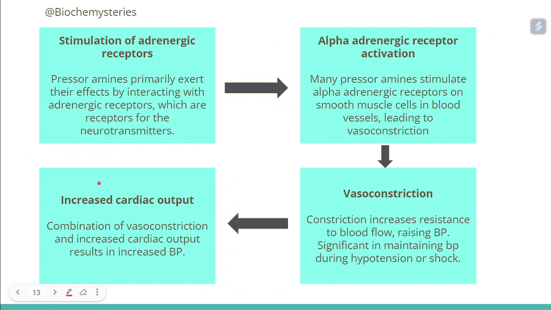If we talk of the basic mechanism of action of these pressor amines, obviously it will first stimulate the receptors of these hormones, the adrenergic receptors. Basically these receptors are of two types, alpha and beta. Alpha is known to have a vasoconstriction effect and beta vasodilation. So if we are talking of vasoconstriction, we are talking of alpha adrenergic receptors. These pressor amines will stimulate these alpha adrenergic receptors, as a result of which it will lead to vasoconstriction.